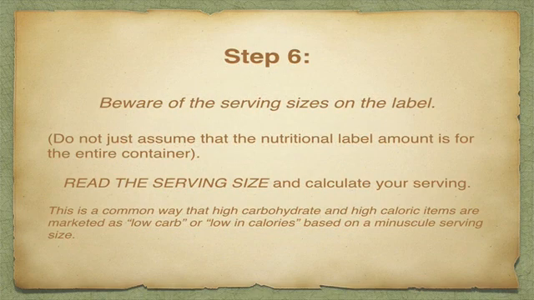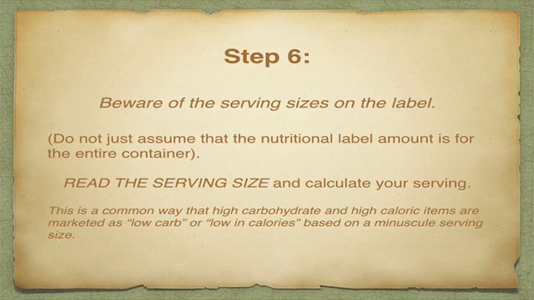Step 6, and really step 6 is extremely important. You need to note the serving size on the label and don't just be lulled into complacency when you look at that and say, oh, well, this only has 4 net carbs in this product. Well, a lot of times they will use deceptive labeling and it'll be 4 net carbs indeed for 1/4 of that item, not the whole item. So you really have to watch the serving size. Don't just assume that the nutritional label amount is for the entire container. I've been tricked on that myself. So read the serving size and then calculate your particular serving and the carbs that go along with it.